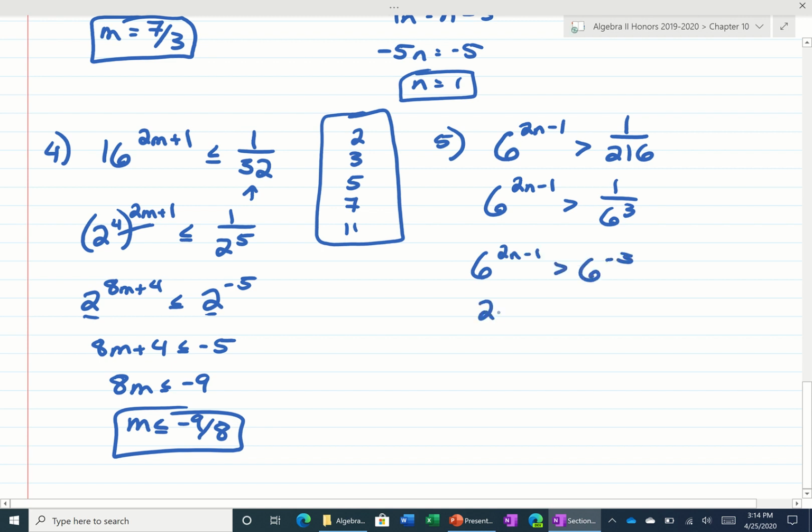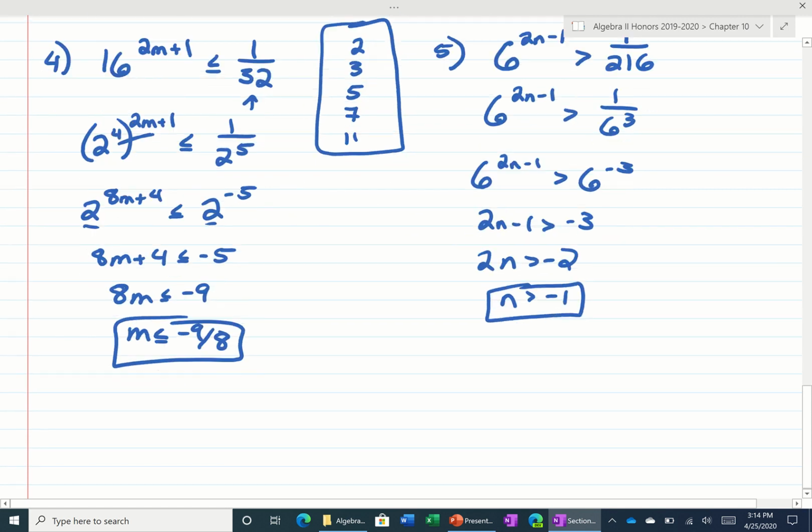Then you could set the bases the same. And you get n is -1. This was an inequality. We didn't divide by any negatives, so we should just keep the inequality then. We don't have to worry about extraneous solutions here.